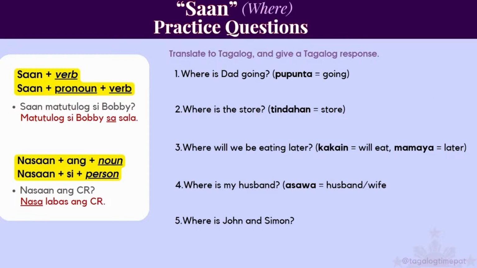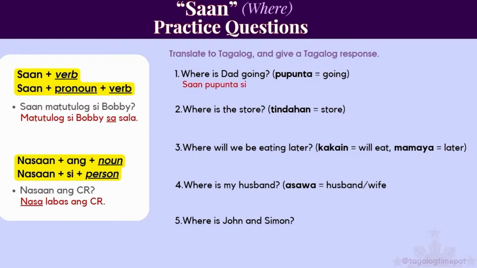So translate these questions to Tagalog. Where is dad going? Pupunta means going. So let's do this one together. Saan, because it's asking about an action.